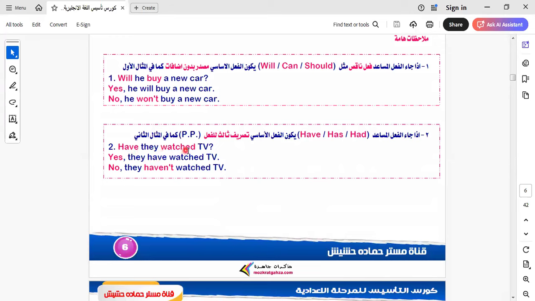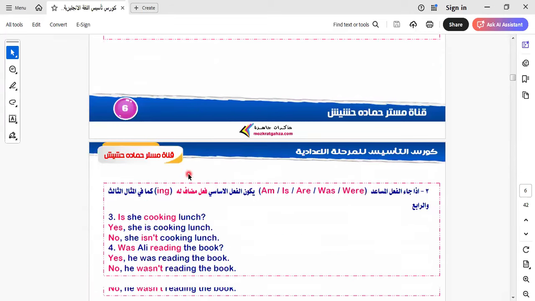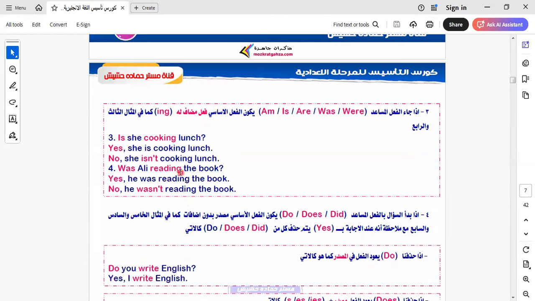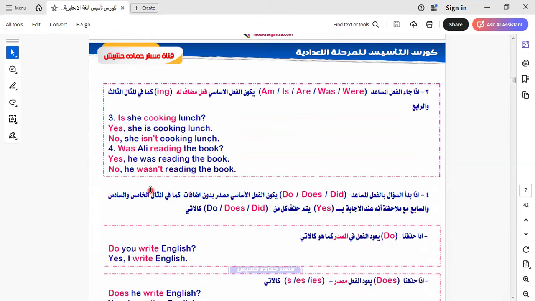Another one: Have they watched TV? Yes, they have watched it, or no, they haven't watched it. Is she cooking? As we explained in the last slide, I give you this sentence and make a replacement by putting the verb instead of the subject, like this: Is she cooking lunch? Yes, she's cooking lunch, or no, she isn't cooking. Was Ali reading the book? Yes, he was, or no, he wasn't.